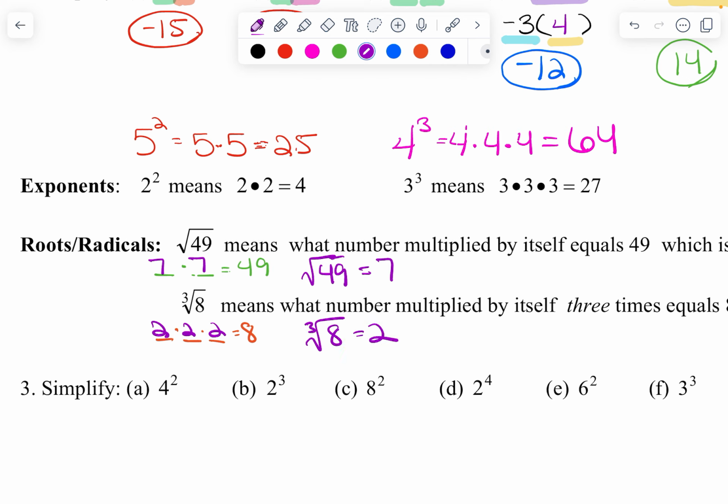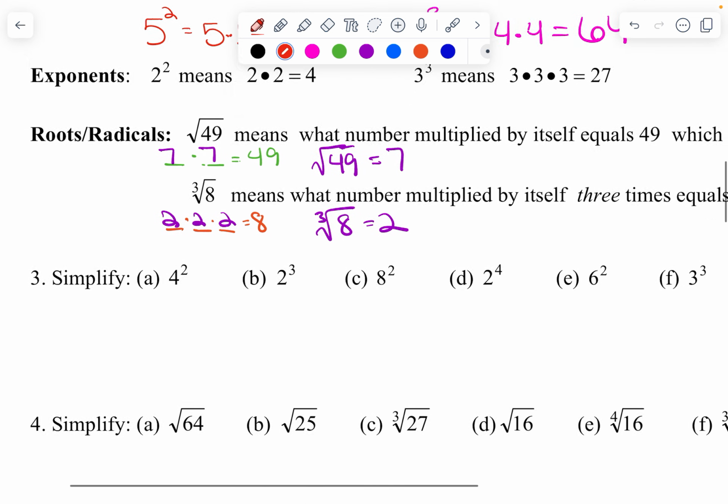Okay, so those are the examples that I gave you. Let's actually get into problem number 3, which is a bunch of simplifying roots. Nope, I lied to you. It's simplifying exponents. I looked down and I saw the word roots and I said it.